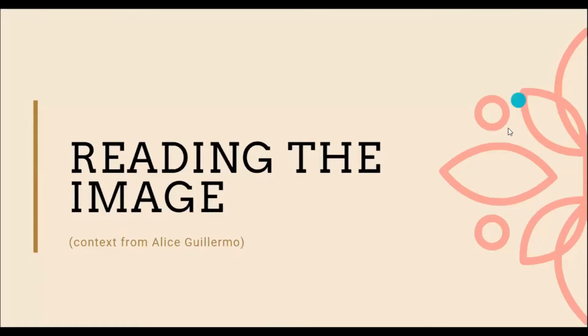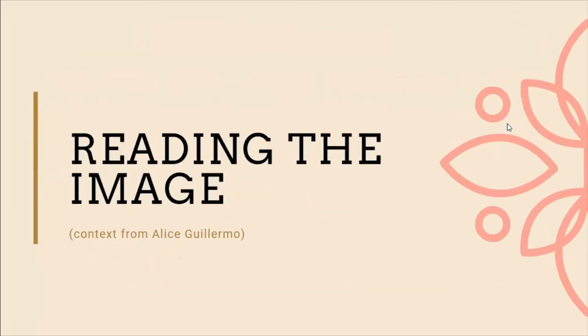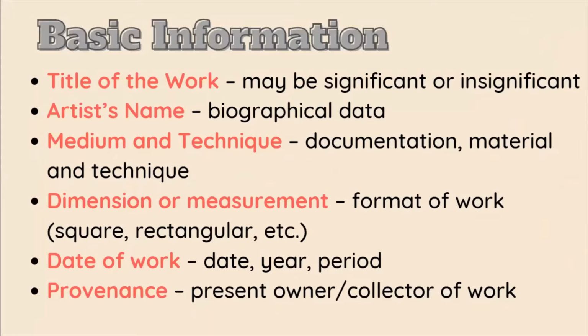So today we will discuss reading the image. This is the context from Alice Guillermo. These are the basic information that we need to know when we critique a certain artwork or a work of art. So you need to indicate the title of the work, which may be significant or insignificant.